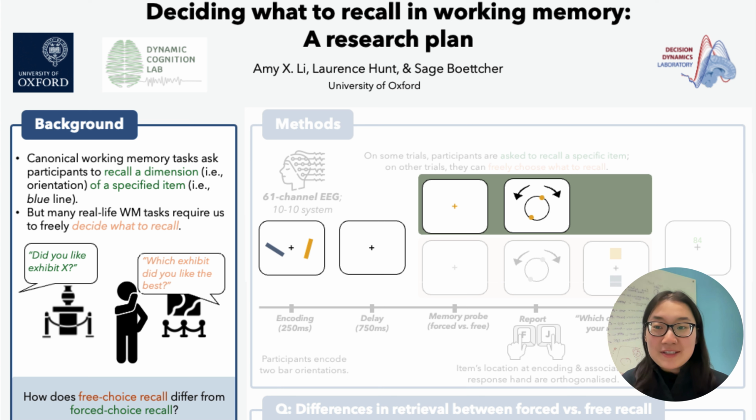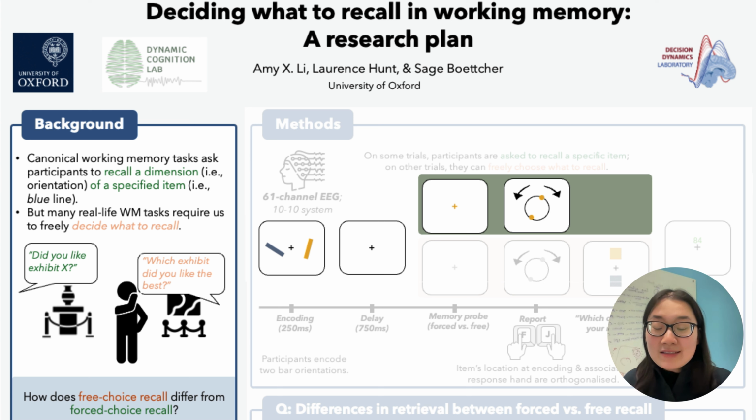So, in the literature, working memory is usually studied with these canonical tasks where we give people some stimuli to encode and then we tell them to recall one of the specified items. So, for example, here we give people two oriented bars, then we ask them to report the orientation of the yellow bar here, for example.